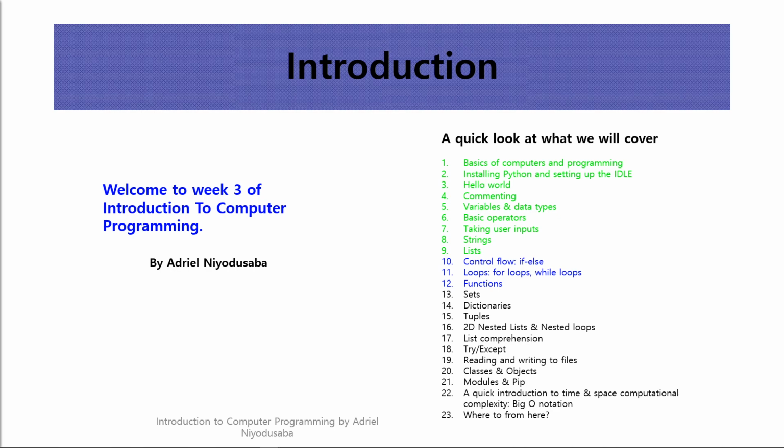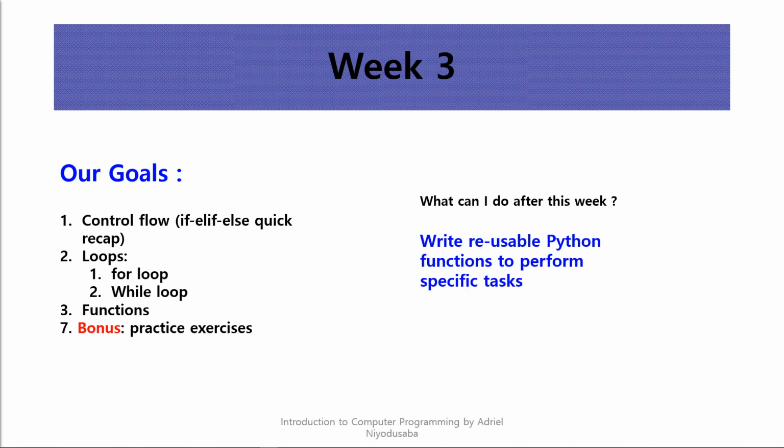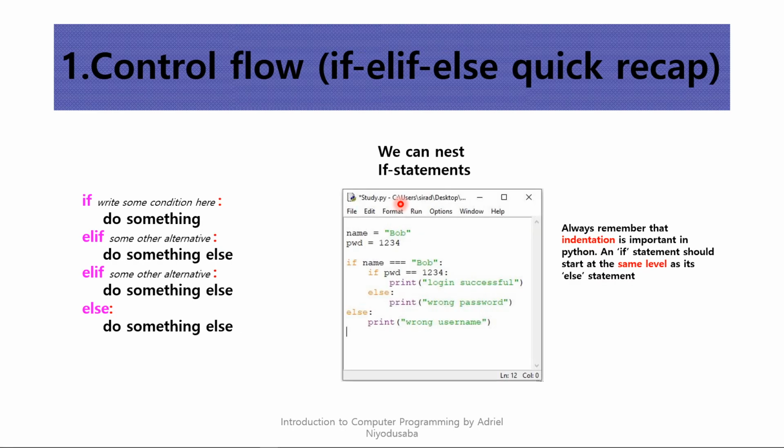And in this third section, we do a quick recap on the control flow. And then we look at the for loops, and we'll also look at the while loop, and we look at the functions. And as a bonus for today, we will actually go ahead and try to solve some practice exercises. So the really key goal of this third part is for you to be able to write reusable Python functions to perform specific tasks. And without further hesitation, I will go ahead and start the third week content.